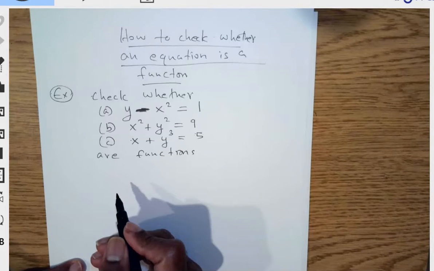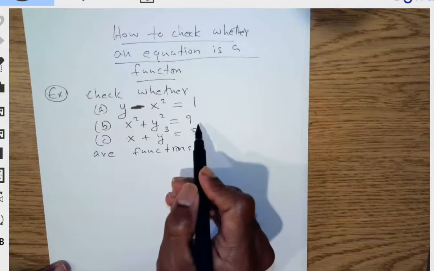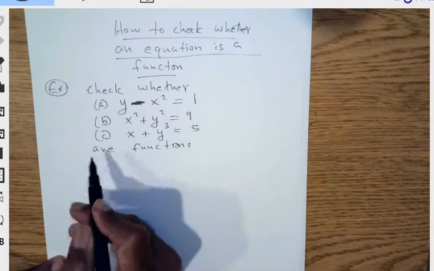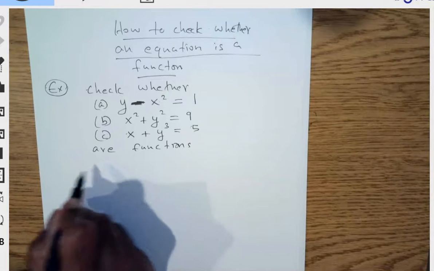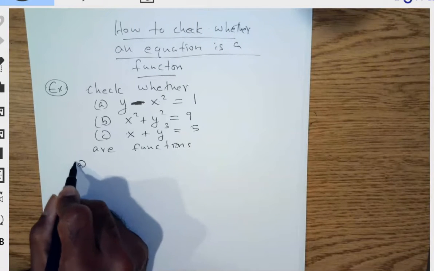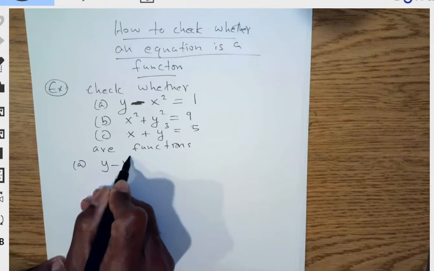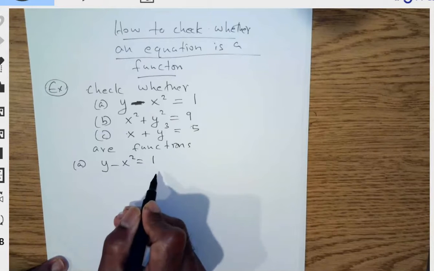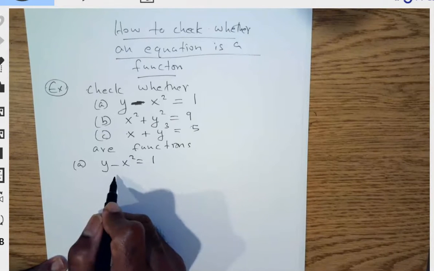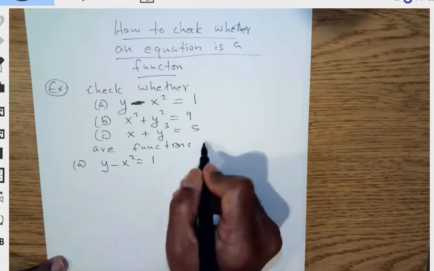It's somewhat difficult for students when the function is represented in equation form. So let's do this example. You want to check whether these three equations separately actually represent functions. Okay, so let's take the first one: y minus x squared is equal to 1.